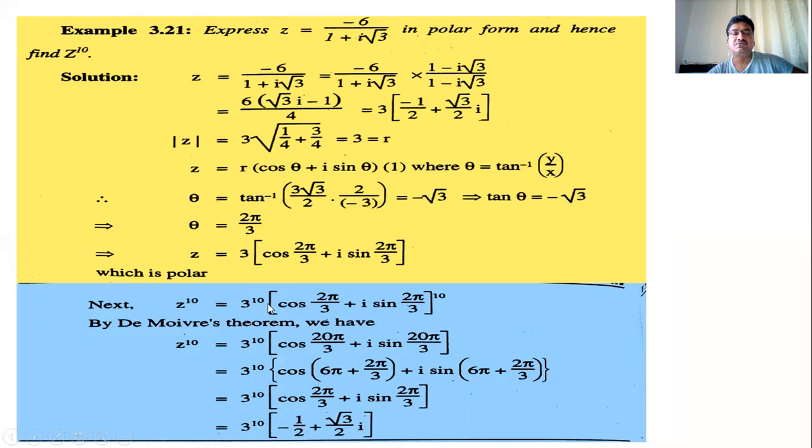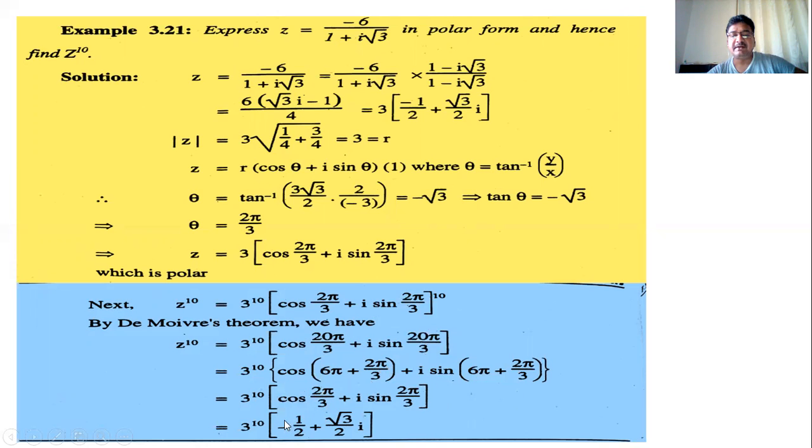And then z raised to 10 is what? 3 raised to 10 into this bracket raised to 10. And by using De Moivre's theorem, this bracket is what? Cos 20 pi by 3, 10 into 2 pi by 3 means 20 pi by 3, plus i sin 20 pi by 3. And this 20 pi by 3 is 6 pi plus 2 pi by 3. And 6 pi means 0. So cos 2 pi by 3 plus i sin 2 pi by 3.